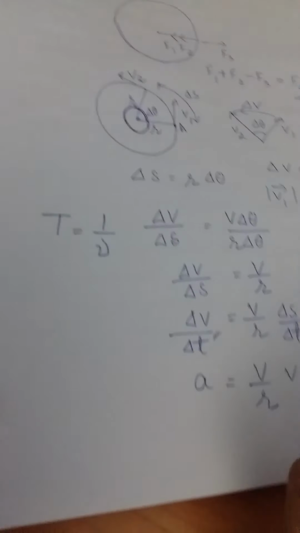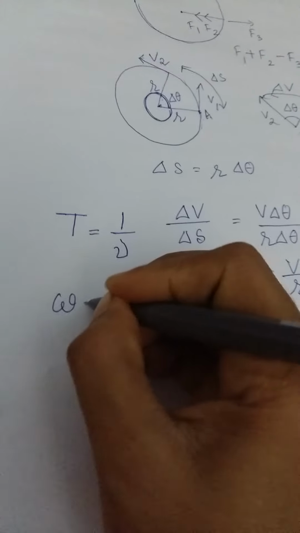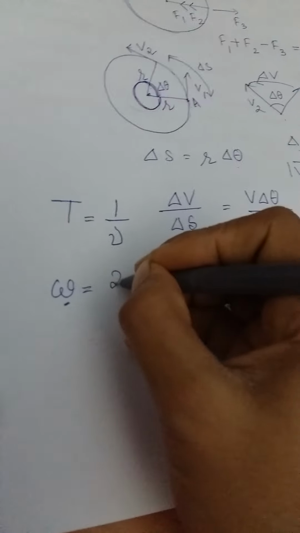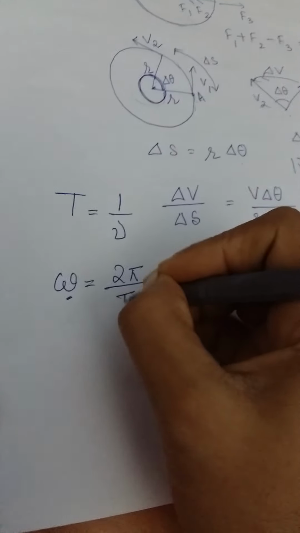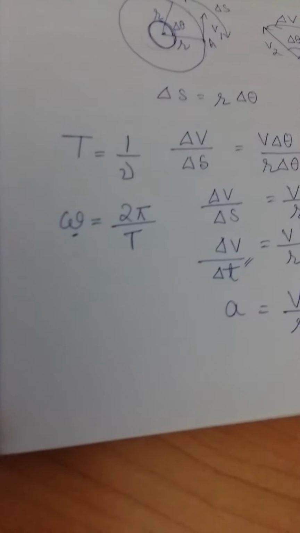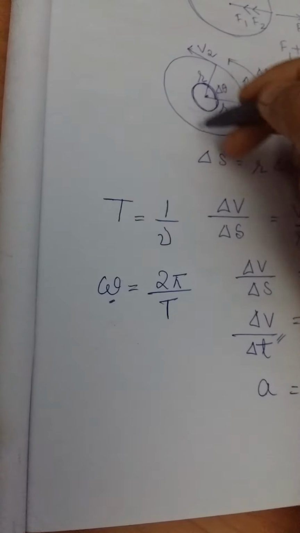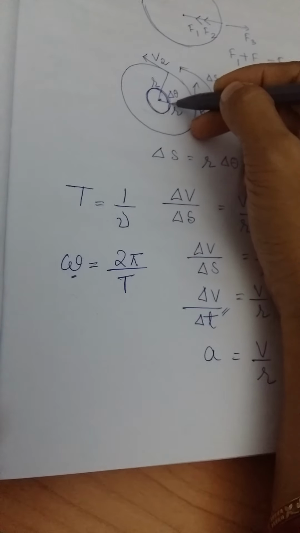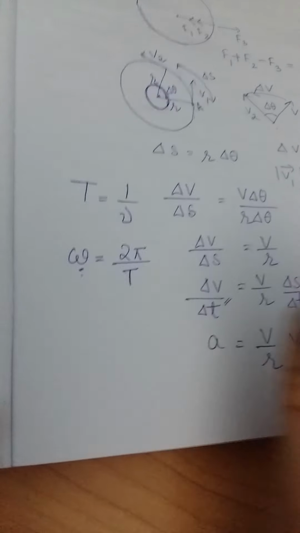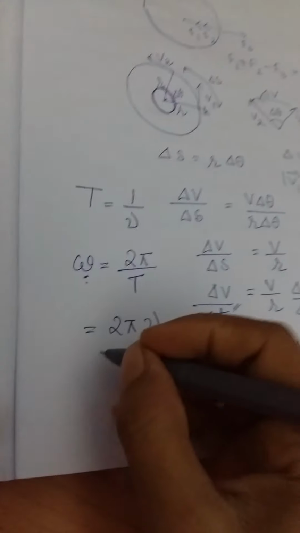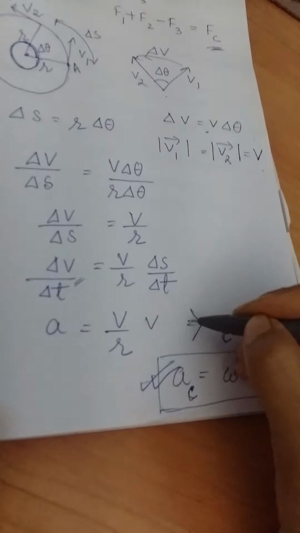Again, we know that omega is the angular velocity. What is the angular displacement here? 2 pi. This angular displacement is present for the whole time, that is the time period. So omega equals 2 pi divided by T, where T is the time taken for one complete revolution and 2 pi is the angular displacement. Omega equals 2 pi by T, or it is also represented as 2 pi nu. These equations are very important in numericals.